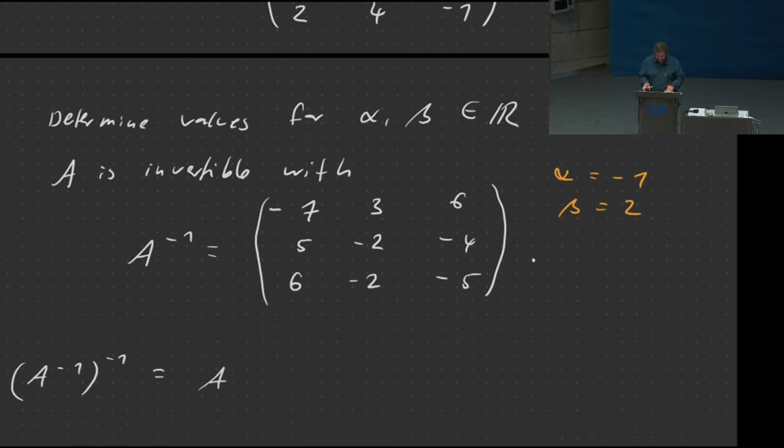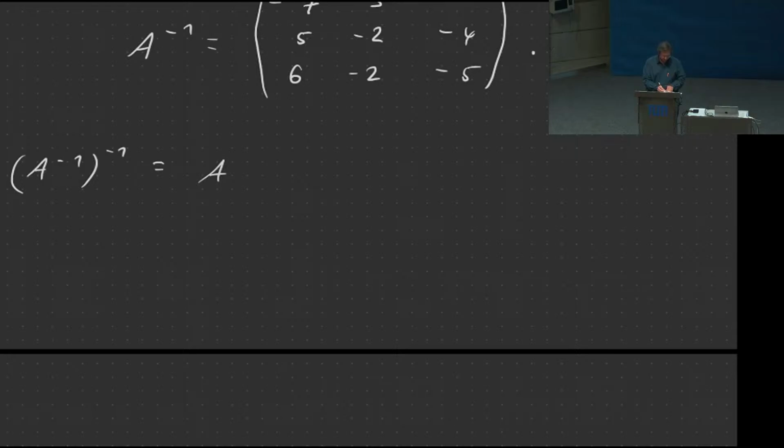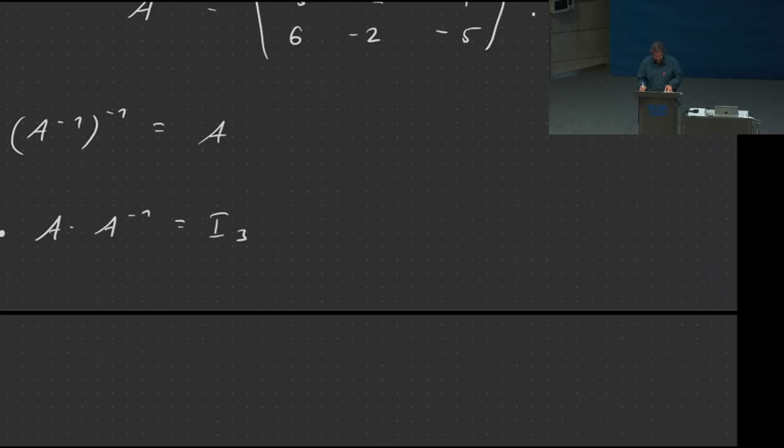Okay, that's one way. The other way that I could think of would be to use the fact that A times A to the -1 is the identity matrix, I3 in that case. And you could do this matrix multiplication and then compare the result to I3 to see which values for alpha and beta you need, and also verify that this works for all the entries. And this is the way that I was doing that, so let's quickly give that a try.